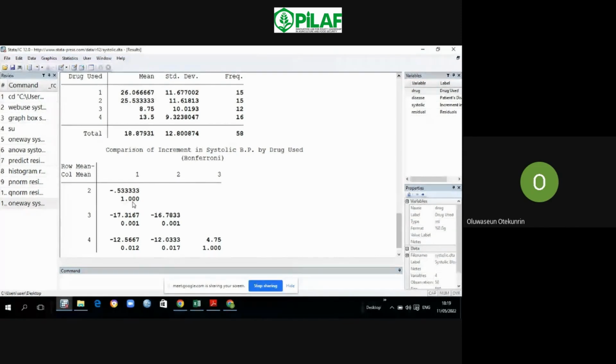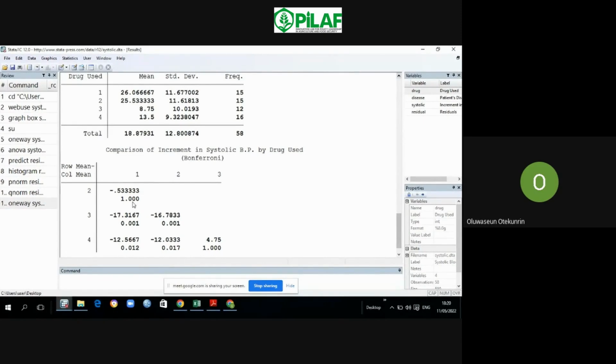Now, if you accept H naught, it means the impact of drug 2 and drug 1 is not statistically significant. It's like they are contributing the same thing. That is what it means. But if it is significant, like 3 versus 1, what it means is that drug 1 is giving a higher mean value and is actually contributing significantly.